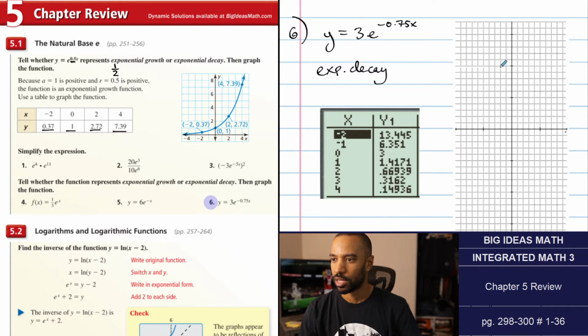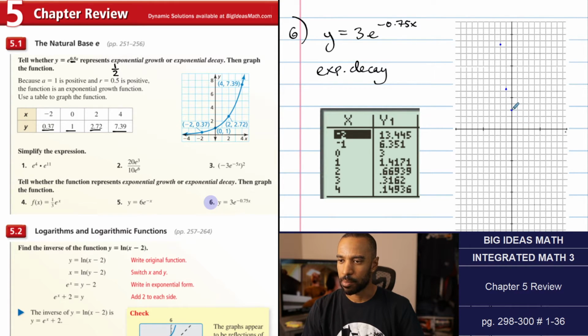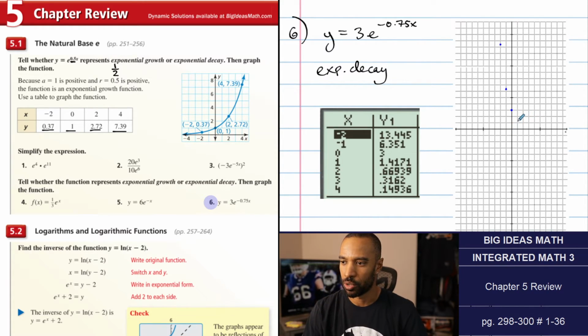-2, 13.445, and then -1, 6.351. 0, 3. That's the y-intercept. That makes a whole lot of sense. It's that a value. Even when your base is e, even e to the 0 is still 1, but times 3 is 3. And then about 2/3 up. And then around about 1/3 up. And then pretty small. So you're seeing the effects of that graph there. I feel a lot better with the table there.